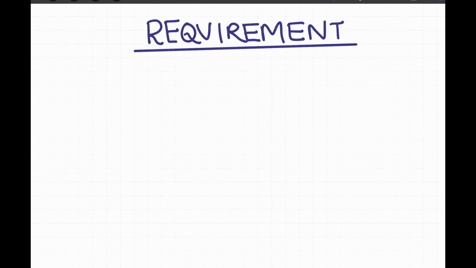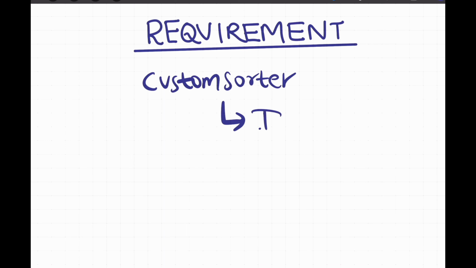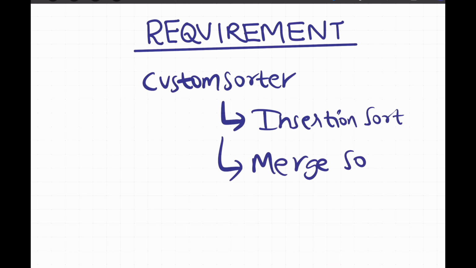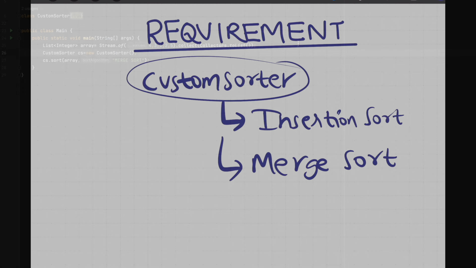Say a requirement is such that we need to create a custom sorter class that is capable of performing insertion sort as well as merge sort according to our needs. So say sometimes we need to perform insertion sort for a list of items, and sometimes it's a good fit to perform merge sort on the same list, and we need this custom sorter to handle this dynamically. And how would we go about implementing such a custom sorter class?